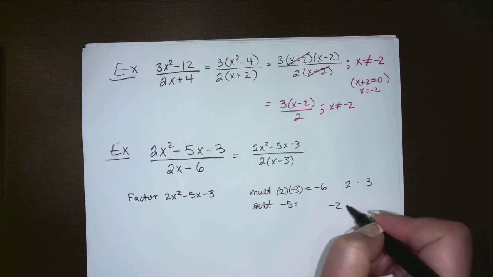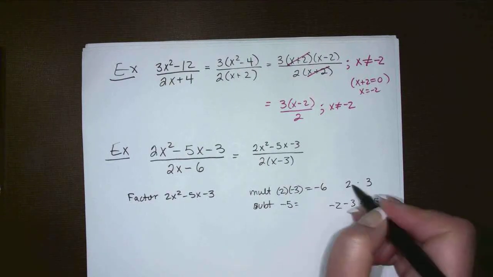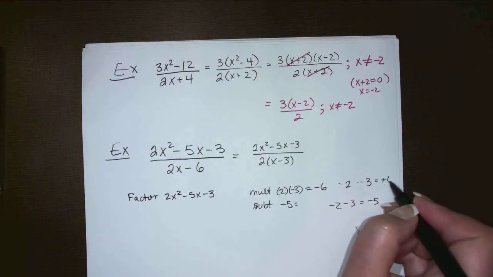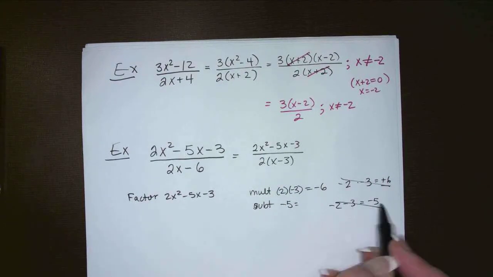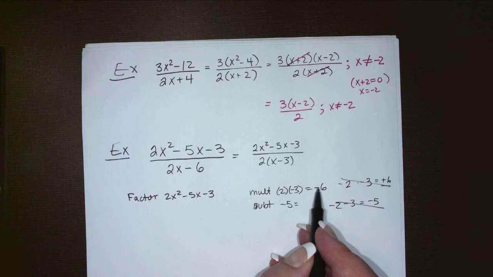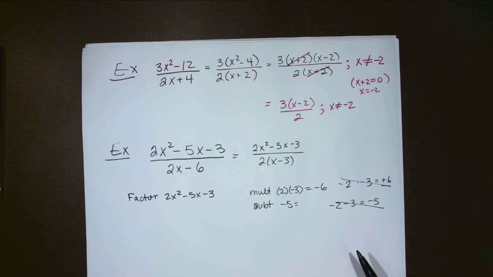Both negative would give negative 5. But if we have both negative, that multiplies to positive 6, not negative 6. Right, so that doesn't work. Remember, they have to subtract. If that sign is a negative, they have to subtract to give 5. So 3 and 2 subtract to give 1, not 5. They don't work. What's another option?